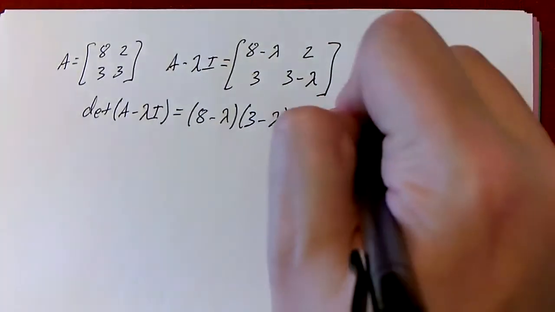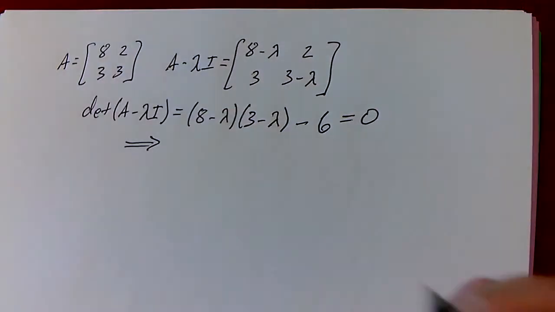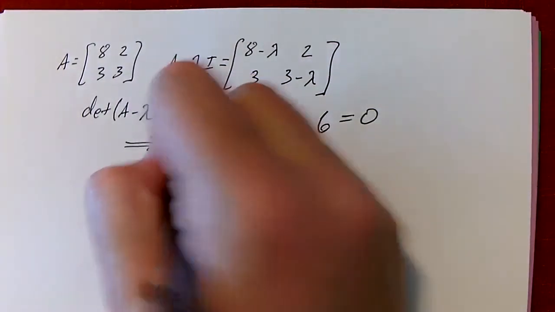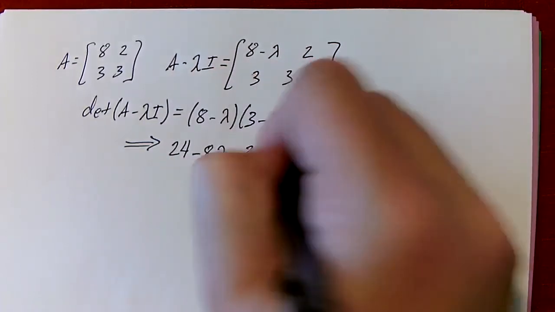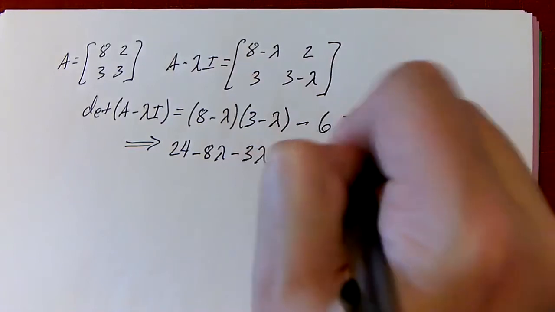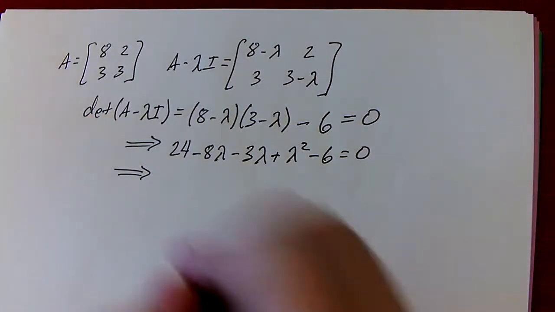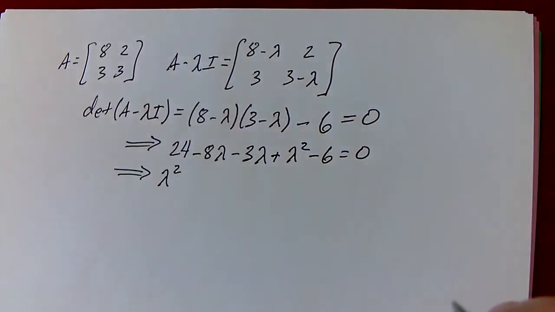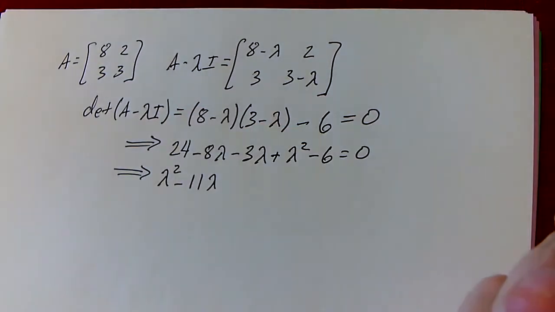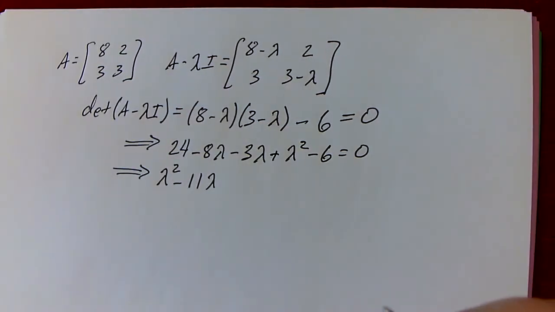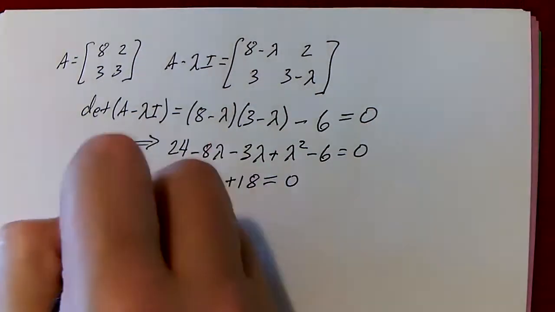And again, we are setting that equal to 0 for the characteristic equation. Multiply that out, so I'm going to have 24 minus 8 lambda minus 3 lambda plus lambda squared minus 6 equals 0. Continue to simplify, so I'm going to have lambda squared minus 11 lambda, and then 24 minus 6 is 18, equals 0.